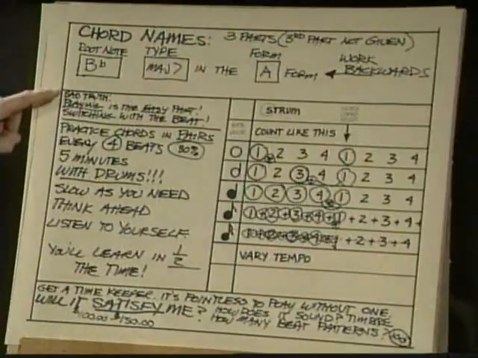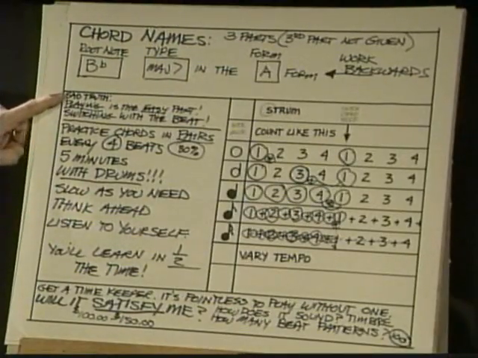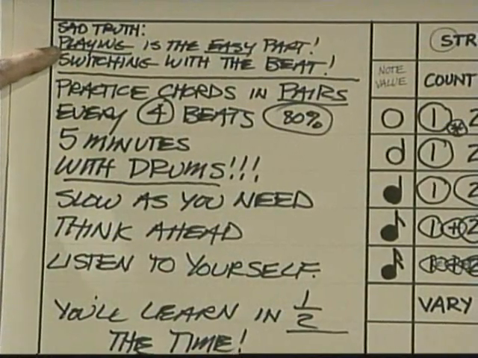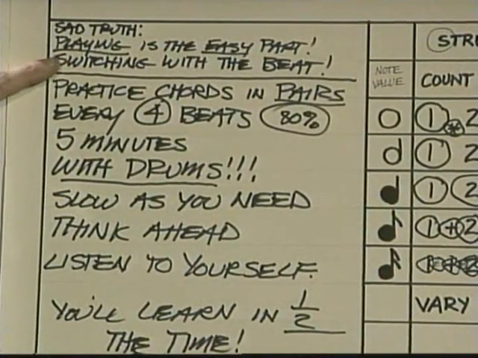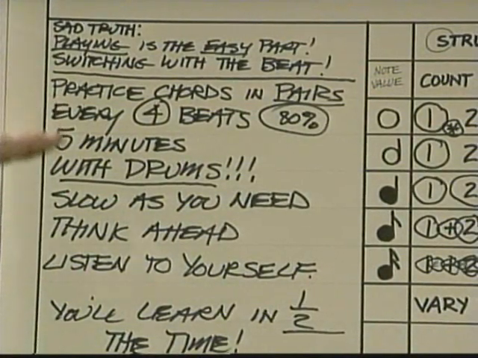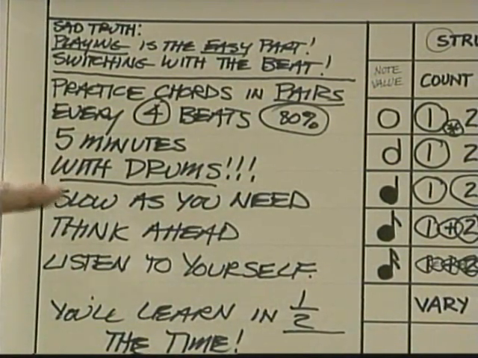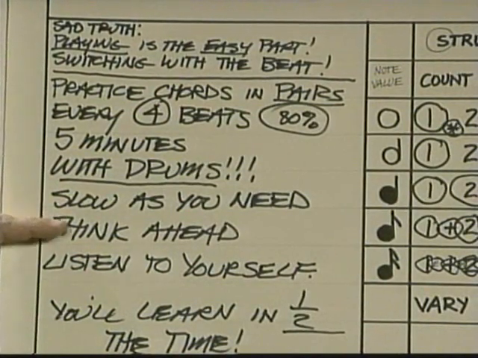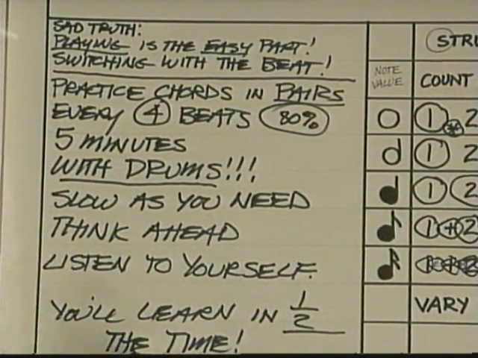Remember, using the drum machine. The sad truth about chords is that playing chords is the easy part. It's the switching with the beat that's the actual problem. So practice chords in pairs, back and forth every 4 beats for 5 minutes at a time with the drums, as slow as you need. Think ahead. Make sure you listen to yourself. Don't be caught dead playing your guitar without your drum machine on.